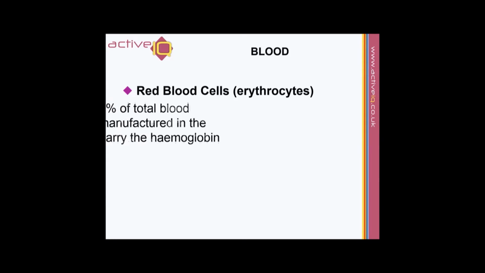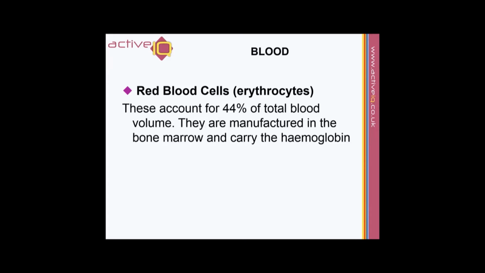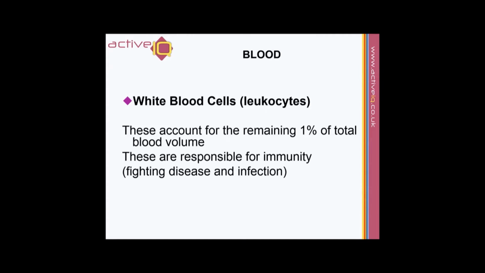Red blood cells, which are erythrocytes, account for 44% of total blood volume, and they're manufactured in the bone marrow and carry hemoglobin, or oxygen-rich blood. Hemoglobin is ultimately responsible for the transport of oxygen and carbon dioxide. White blood cells, or leukocytes, account for the remaining 1% of the total blood volume, and they're responsible for immunity, so they fight disease and infection, little sort of soldier cells.